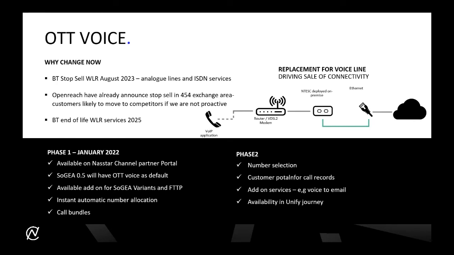In phase 2, we'll improve that, and we'll add number selections. So they'll have a choice from a list of numbers that they can pick. They'll have a customer portal where they will be able to look at their call records and have a look, on the portal themselves, at what calls they're making. And we'll be looking to add other services like voice to email as the journey proceeds. The key behind the over-the-top voice is to address the end of life and help drive the sale of connectivity by offering an over-the-top voice in the portfolio. Next slide, please.